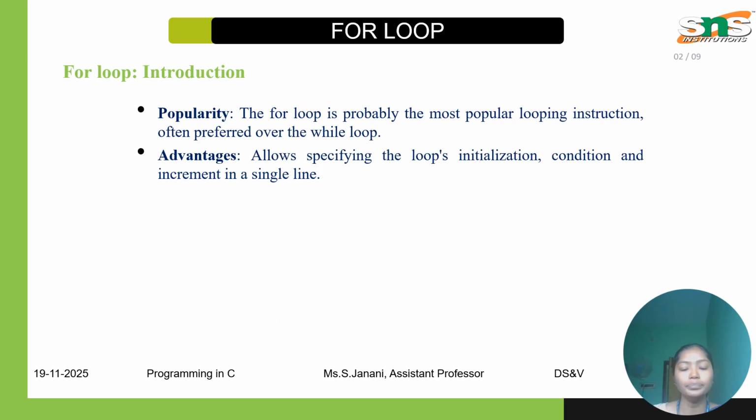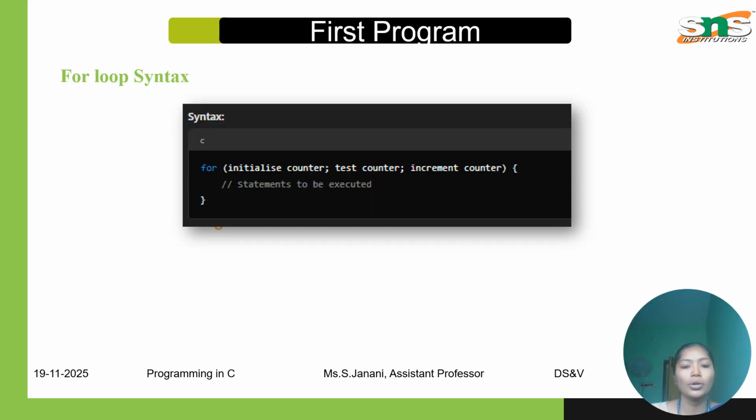The for loop is probably the most popular looping instruction, often preferred over the while loop. The advantage is that the initialization, condition and increment are specified in a single line. So this is the syntax of the for loop: initialization of the counter, test counter, and increment counter, or we can use a decrement counter.